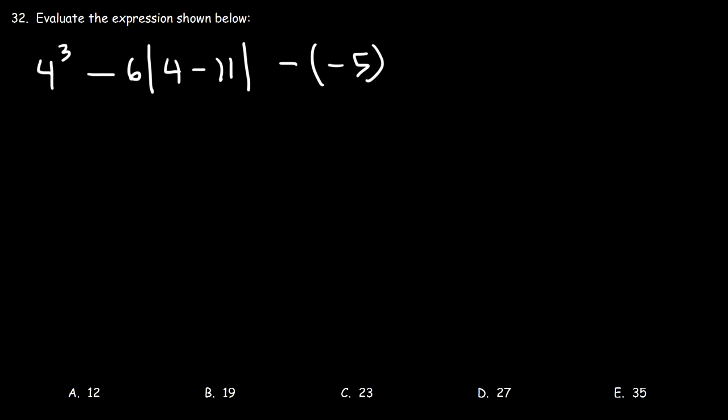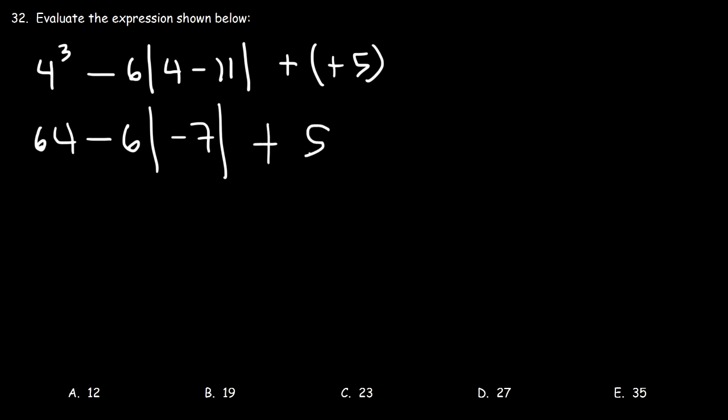32. Evaluate the expression shown below. Now 4 to the third, that's 4 times 4 times 4. So that's 64. And then 4 minus 11 is negative 7. And minus negative 5. When you see two negative signs like that, it's the same as a positive sign. So that's basically plus 5.